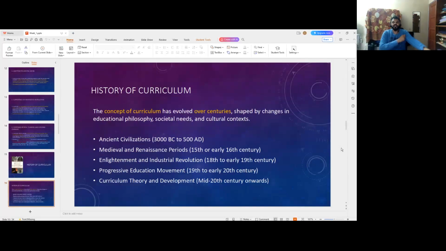And the changes have been made based on the educational philosophy and also, as I mentioned earlier, the societal needs and the cultural context. So this has started in our ancient civilizations, medieval and Renaissance, Enlightenment and Industrial Revolution, progressive education movement, and curriculum theory and development. The last one is the mid 20th century onwards. So you can see it from the ancient world.